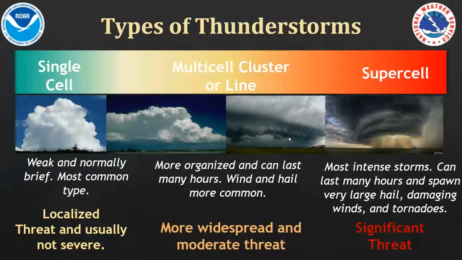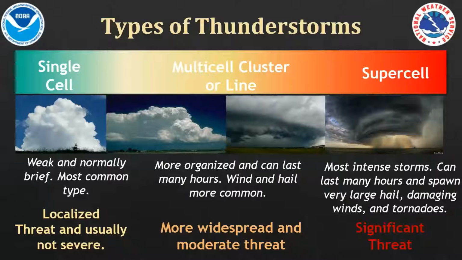There are generally 3 types of thunderstorms. We have a single cell thunderstorm, which, as it sounds, is just one thunderstorm. It's weak, generally brief. These are the most common types. They're local. There can be a severe threat, but if there is, it's very localized. It goes up, it rains, you get your thunderstorm, you may get thunder, you could get some small hail, you could get some sub-severe winds. It'll last for a short period of time and then it dies out.